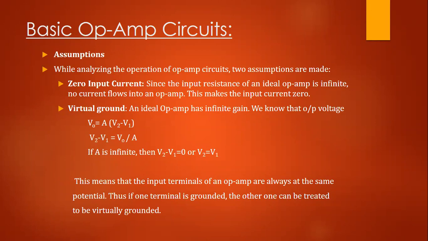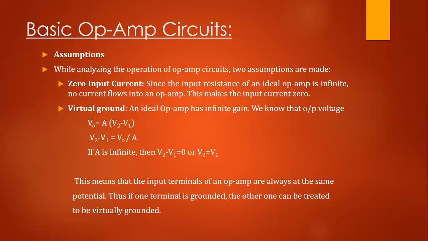First one is zero input current. As we know, the input resistance of an ideal op-amp is infinite. It means that no current is entering into the op-amp. That is, no current flows into an op-amp. So this makes the input current zero. Okay. So the second assumption is virtual ground.